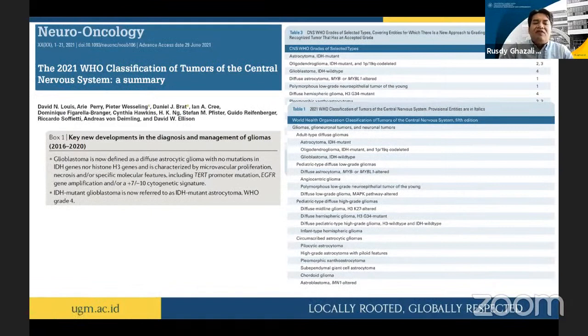However, that improved even more in the 2021 WHO classification of tumors of the central nervous system. What is important in this new classification is that there is no more glioblastoma IDH mutant. So glioblastoma grade 4 will be IDH wild type. For IDH mutant, if it is grade 4, we call them IDH mutant grade 4 astrocytoma. So we don't call them glioblastoma anymore because glioblastoma will not have IDH mutation. I think that's the most important difference from the 2016 WHO classification.